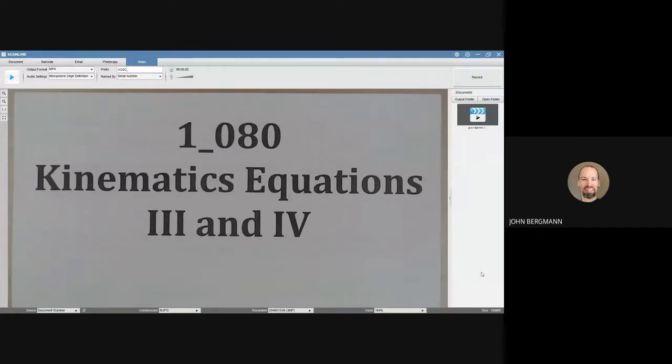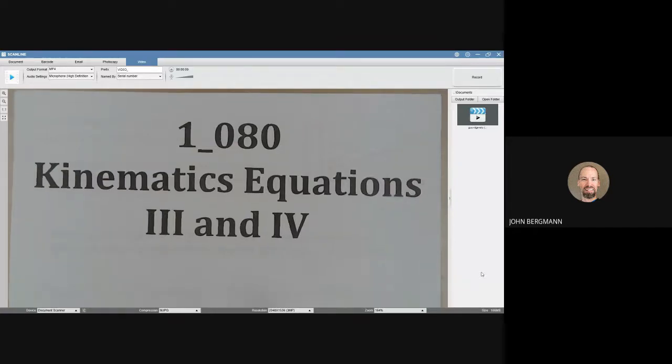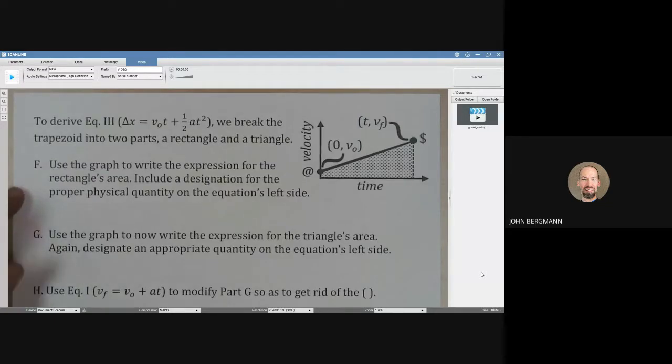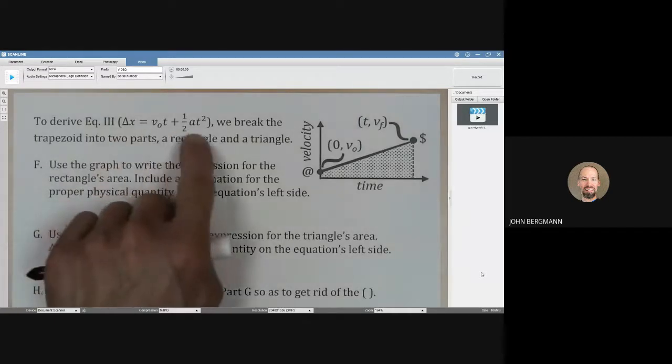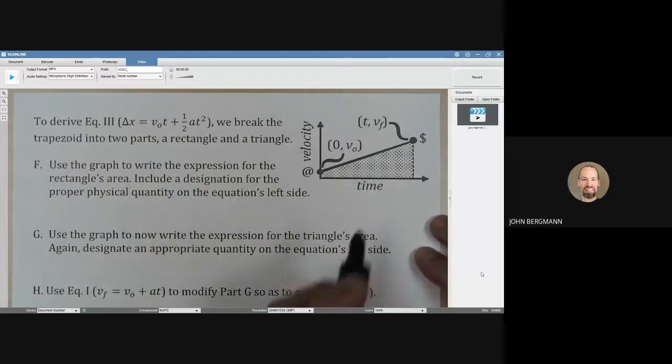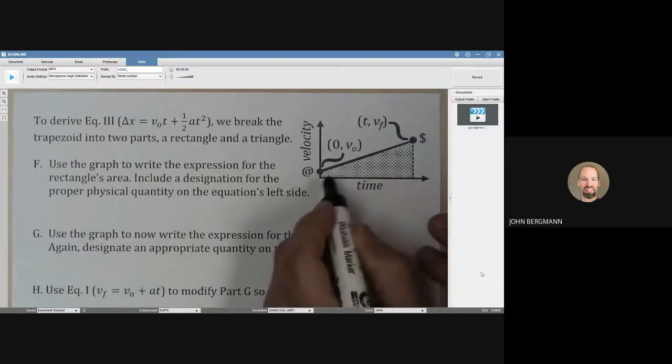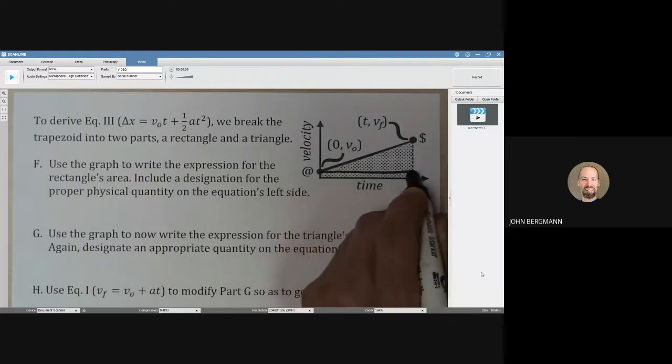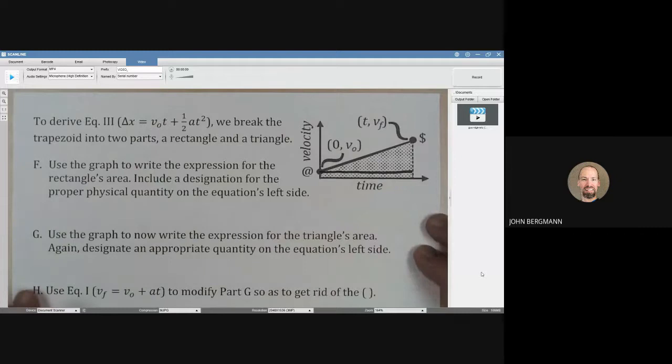In this video, we derive the last two kinematics equations that can be used only in the case of constant acceleration. So to derive equation 3, and there it is, this should be our final answer, we're going to break this trapezoid into two parts, a rectangle and a triangle. I'm going to go ahead and do that right there. You can see I've got a triangle on top, and a kind of skinny rectangle on the bottom.